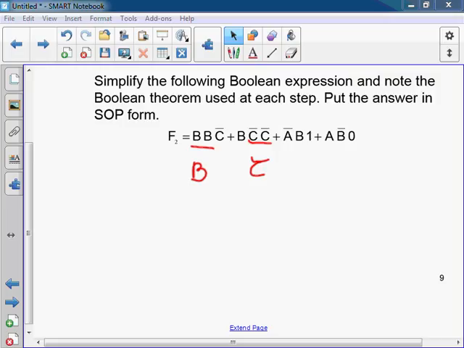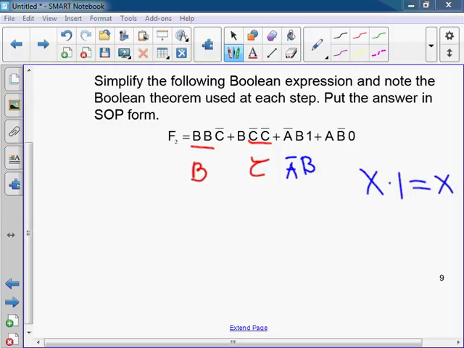All right, so you can see I have B and B itself. So that's just B. Not C and not C itself. That's just not C. Then the next term I have not A, B, and 1. Well, if you remember, guys, we have a rule that said that x times 1 is just x. So I'm going to use this rule, and I think that this term is just not A, B. And the last one, I have A not B times 0. So x times 0 is only 0. So that whole term is going to become 0.